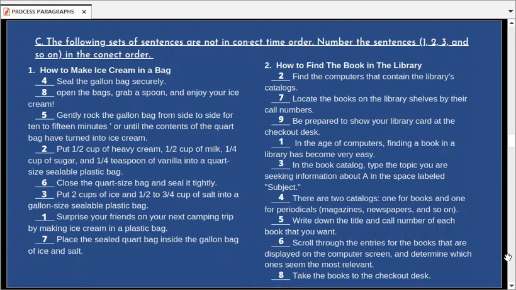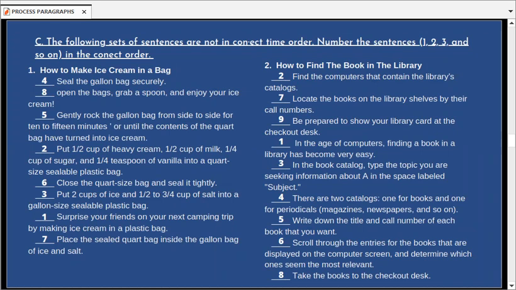Put 2 cups of ice and 1/2 to 3/4 cup of salt into a gallon-size plastic bag. Surprise your friend on your next camping trip by making ice cream in a plastic bag. Place the sealed quart bag inside the gallon bag of ice and salt. The answer is already there, from number 1 to the 7th sentence.